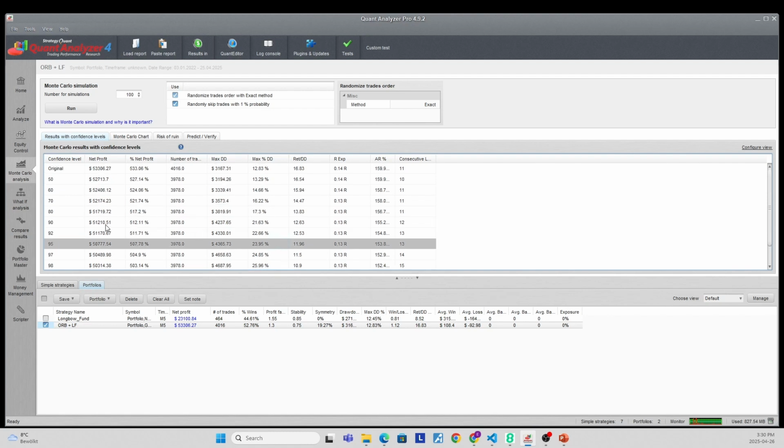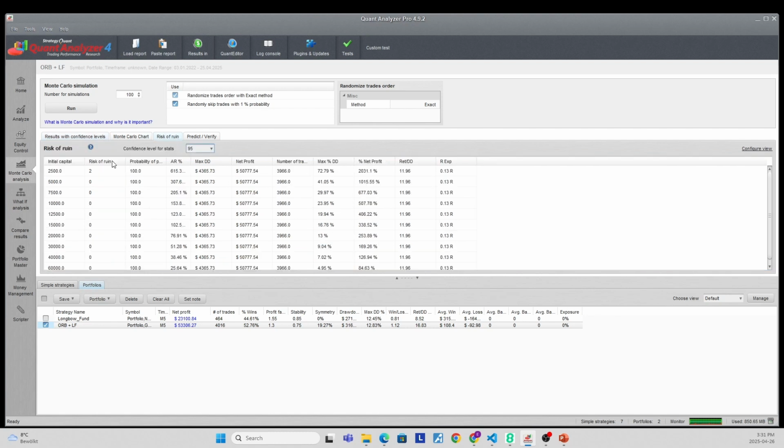So that means that under the vast majority of situations, our drawdown should still be very reasonable, because our original is 12.83%. If we run 50 permutations, we're still at 13%. And if we go to a 95th percentile confidence interval, we're at a 24% max drawdown. And then if we look at the risk of ruin, we can see that our risk of ruin is exceptionally small, right?